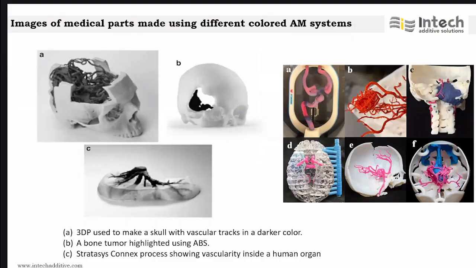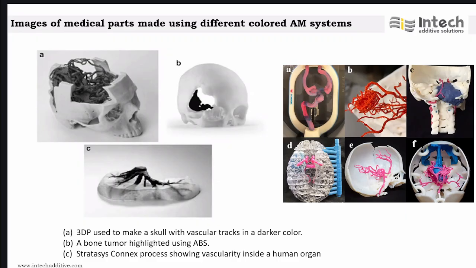And also you can see that additive manufacturing technology is being used for making surgical models. Like you could see, it's used for making skulls with vascular tracks. This is done using 3DP technology, so the surgeons can see exactly where the arteries run before making the first incision. And then the second one that you could see is the bone tumor that's been highlighted in some color to basically indicate there is a tumor.